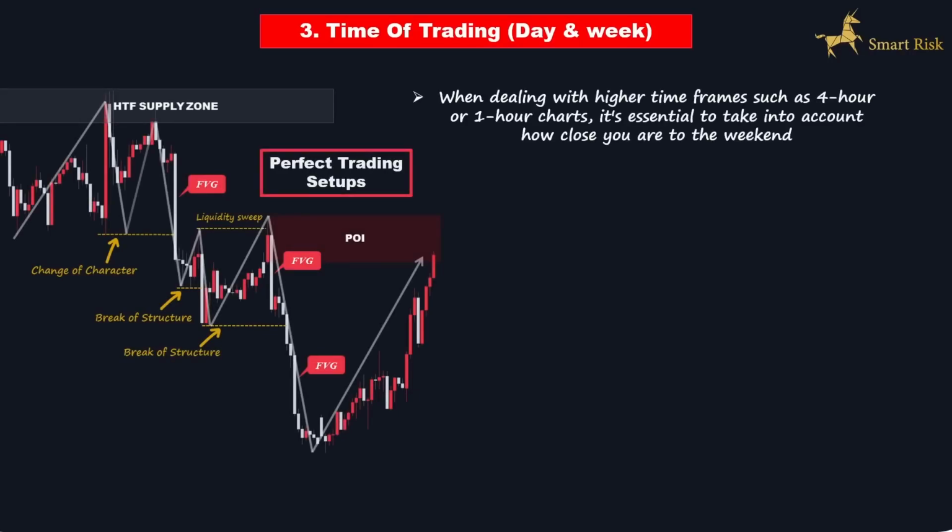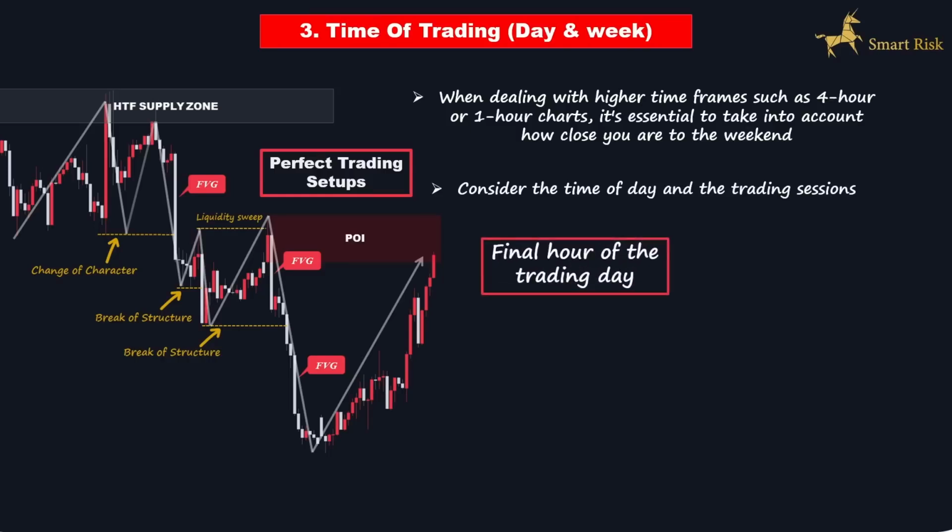When dealing with higher timeframes, such as 4-hour or 1-hour charts, it's essential to take into account how close you are to the weekend. Additionally, consider the time of day and the trading sessions. It's advisable to steer clear of trading during the final hour of the trading day, particularly on Fridays. During this time, liquidity tends to dry up, and spreads can widen, introducing higher risks into your trades.